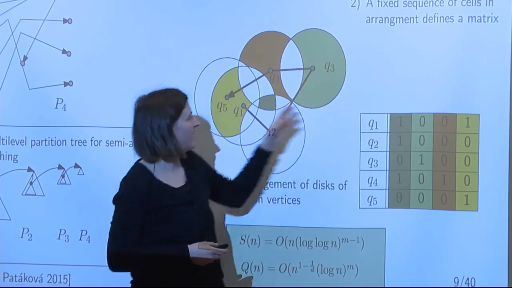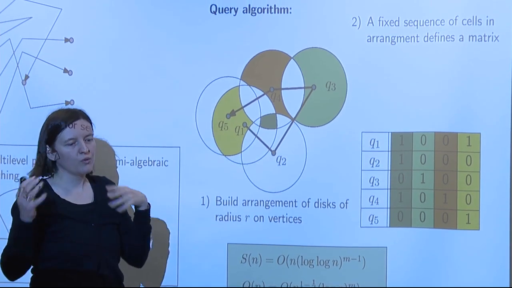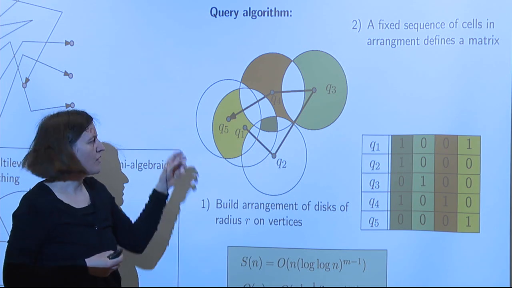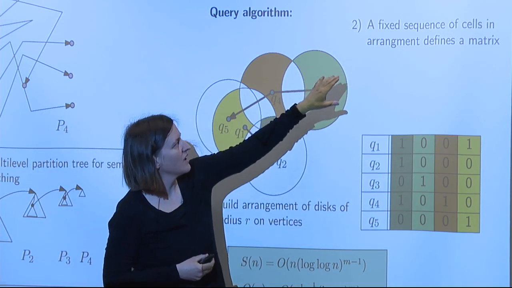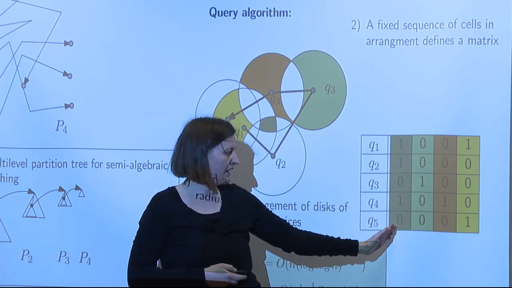And that gives me a sequence of cells. And each of those cells is a Boolean combination of semi-algebraic ranges of disks. So now I can fix one sequence of cells. I fix a free space matrix, and then I go from the beginning.